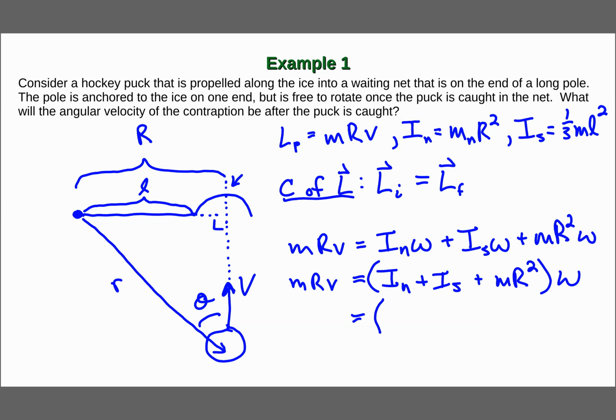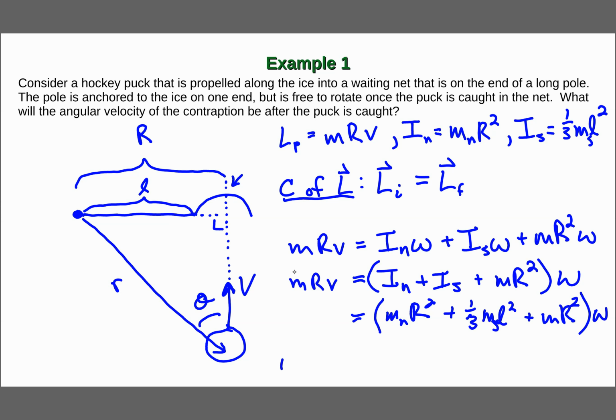And then we plug in for each of these things. So I of the net is mass of the net, r squared, plus, and then I of the stick is 1/3 ml squared. Let's put an s on these m's to make it clear that's the stick. Plus, and then the mass of the puck is what we're using just m for, so mr squared, times omega.